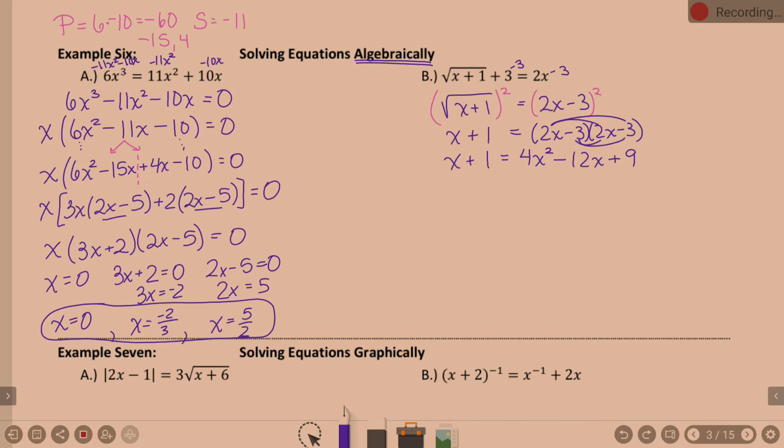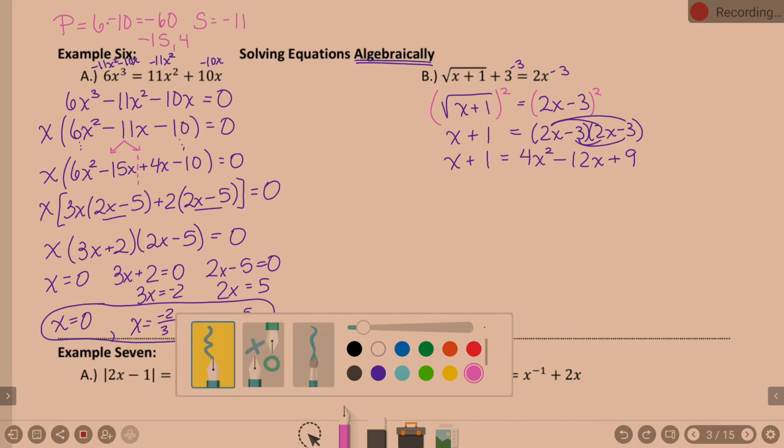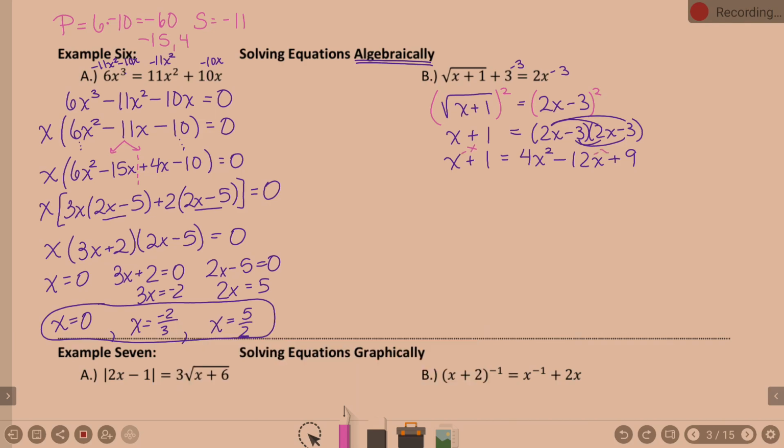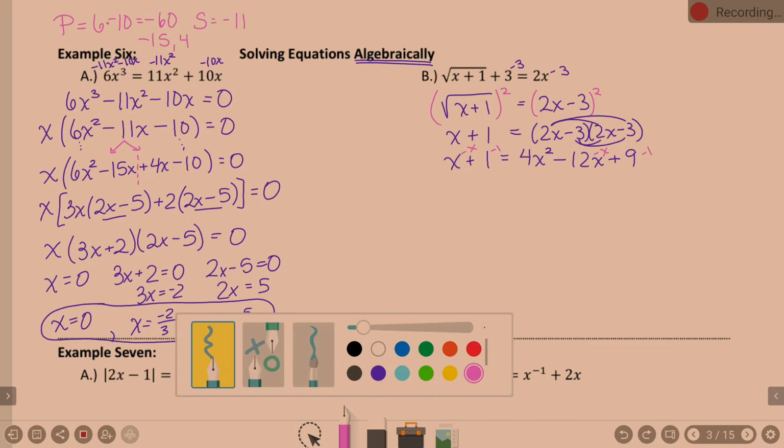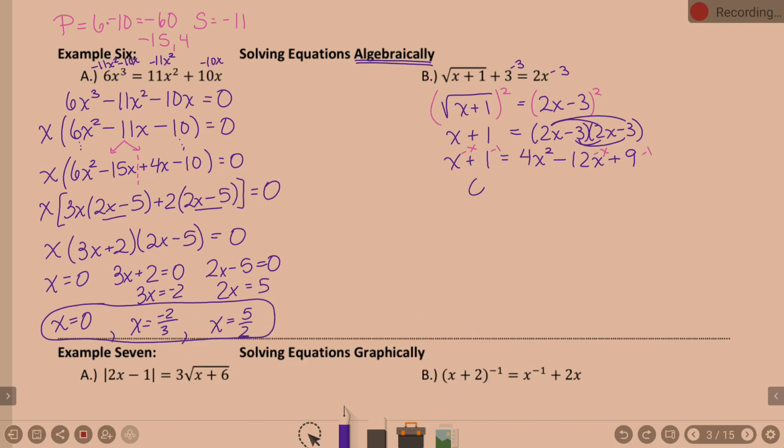What are you thinking? Get everything on the side. Okay. When your highest power is an x to the second, the general rule of thumb is you want to make your equation equal to 0. Like I said earlier, I like to keep my x squared term positive. So I'm going to leave the 4x squared on the right. I'm going to subtract x over, and I'm going to subtract 1 over. For me, that puts my 0 on the left.